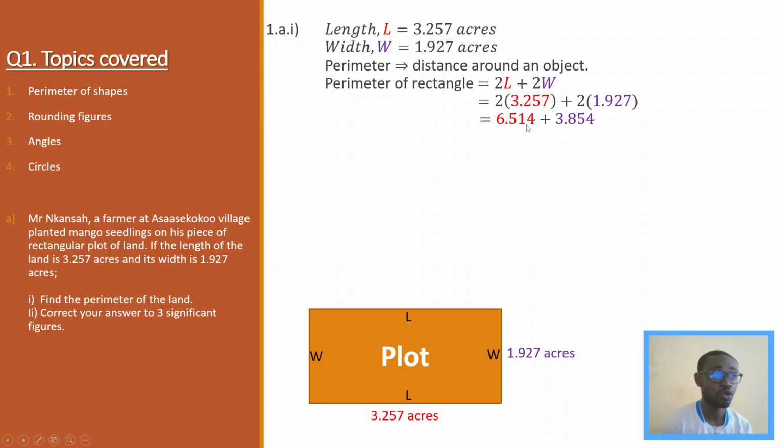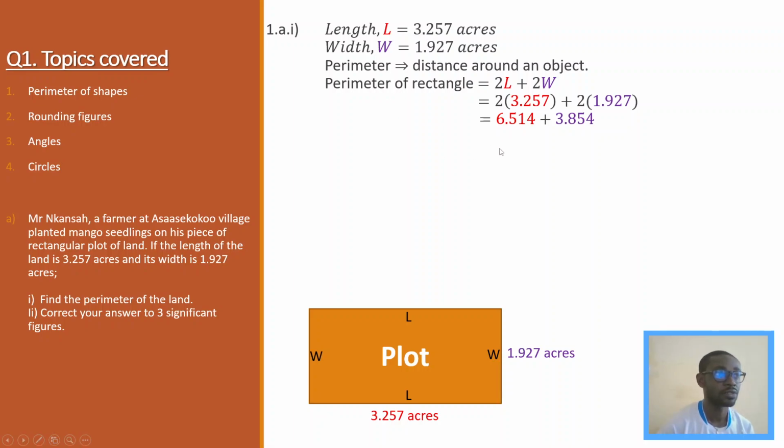Remember that you are not supposed to use calculator. You are supposed to do it manually on your own. So don't depend on the calculator to do your multiplication. At this level, you're supposed to do it manually.